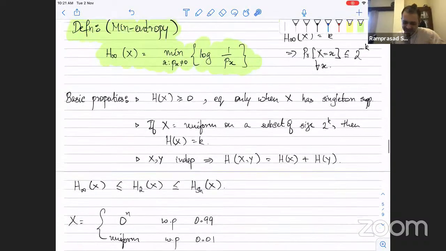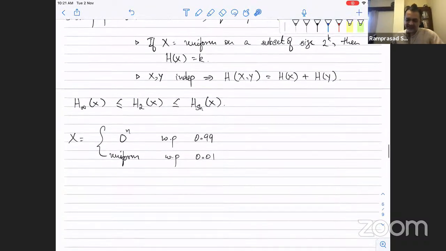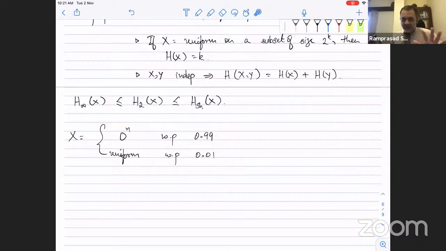Okay. So let's take an example to get a sense of what these three numbers look like. Here is a distribution which, with probability 0.99, just outputs the all zeros string. And with the remaining probability, it will actually output a uniformly random string.